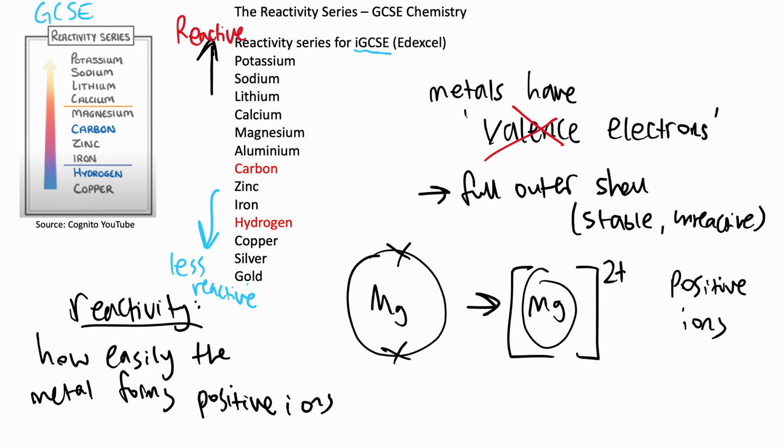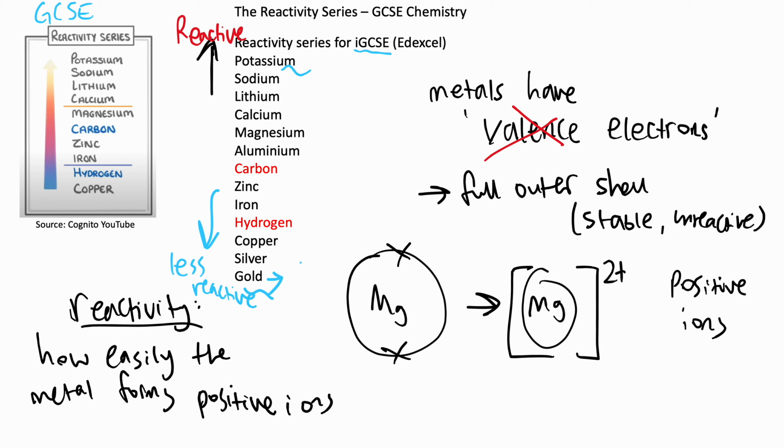Alright, so gold is going to be very unreactive, and potassium is going to be highly reactive. Now this also explains why gold is so expensive. It's so unreactive, it doesn't rust, it doesn't oxidize, it doesn't do anything. So that's why gold is probably valuable, because it keeps its form really well.